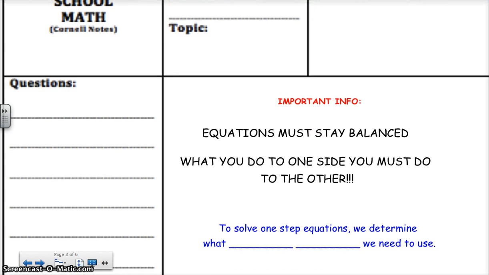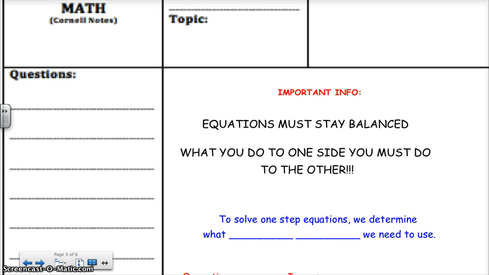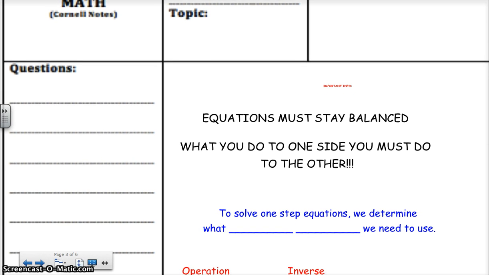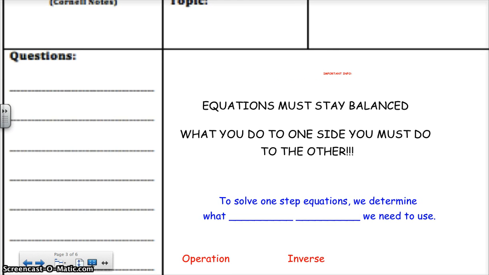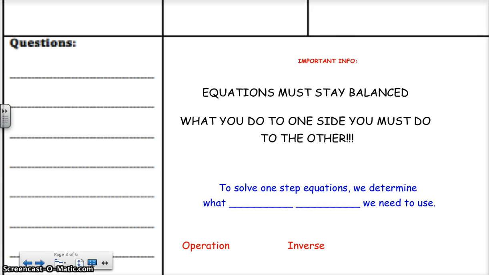Reiterating the fact that equations must be balanced, I have important info here blinking at you obnoxiously, telling you that equations must stay balanced, have to, or you are not solving correctly. If you only do something to one side, you have broken the rules of algebra. What you do to one side, you must do to the other side.